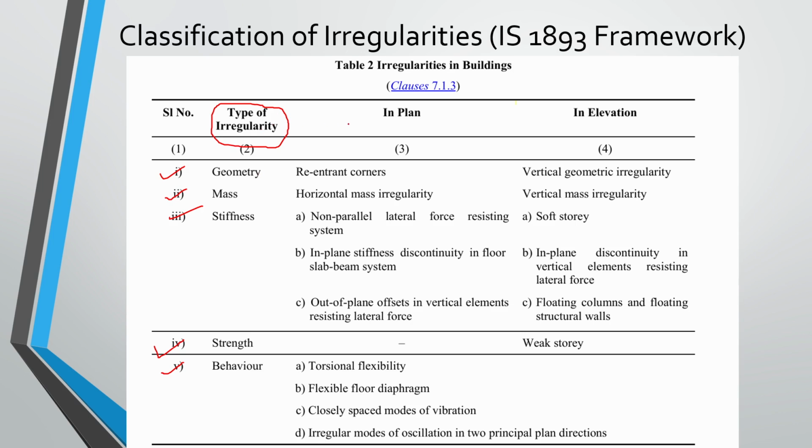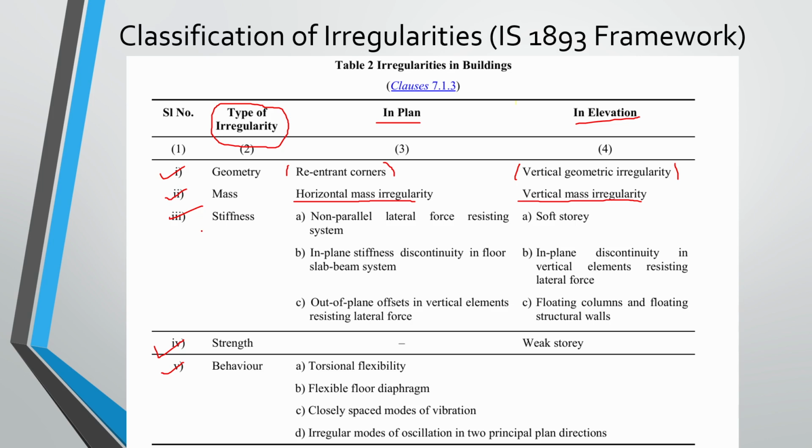Again, these irregularities are divided into in plan and in elevation. If there is a geometric irregularity, in plan it would be re-entrant corners, and in elevation it will be vertical geometric irregularity. If it is mass irregularity, then it would be either horizontal mass irregularity or vertical mass irregularity. What are these irregularities? We will discuss in our next lecture, but just see the overall picture.